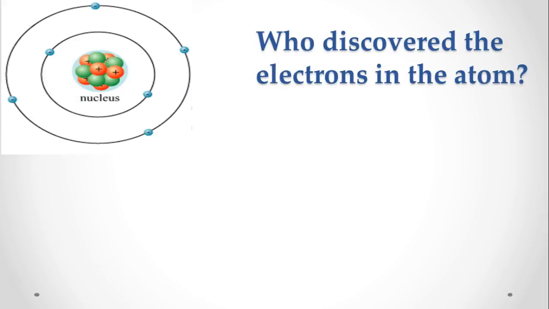Now we also know that around the nucleus are electrons. So who is it that discovered those electrons? That was J.J. Thomson, right?